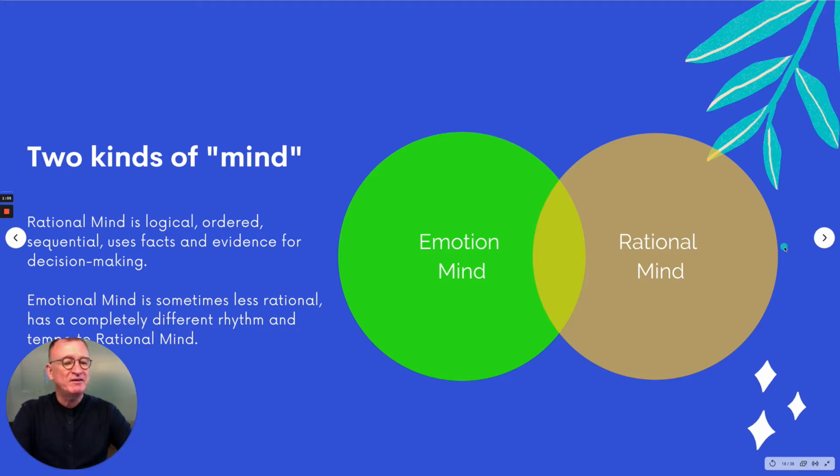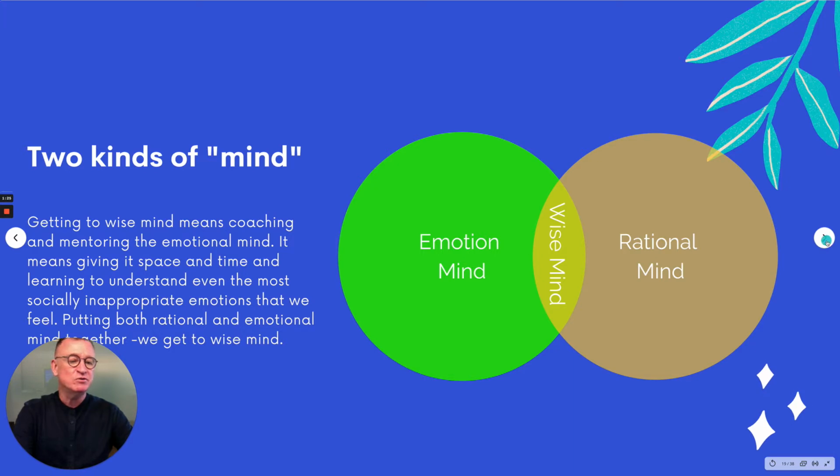So in dialectical behaviour coaching, we're concerned with two kinds of mind. Rational mind is logical and ordered, it's sequential, it uses facts and evidence for decision making. And emotional mind is sometimes less rational, has a completely different rhythm and tempo to rational mind. And in our coaching work, we're attempting to help our clients to take what is wise in rational mind and what is wise in emotional mind so that they can put those two things together into something we call wise mind and allow more considered action and more skillful action to self and others.